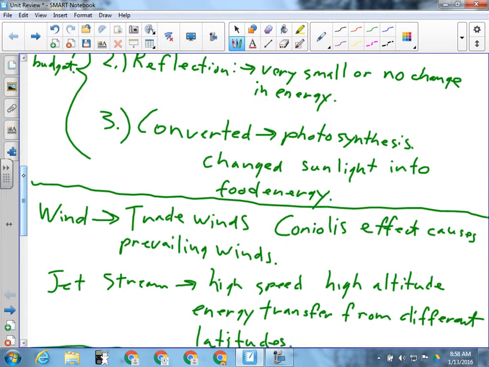Okay, and we talked about winds, trade winds, Coriolis effect, causing prevailing winds. That's something you certainly are going to need to be able to explain. We went over that in pretty great detail, right?